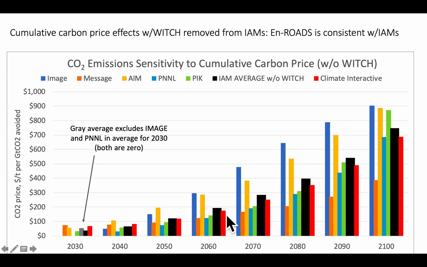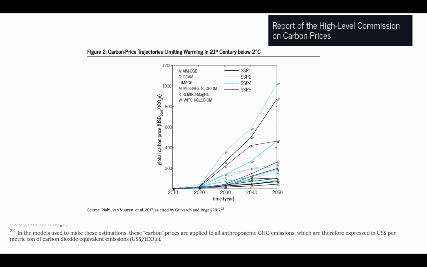The red one is Climate Interactive's En-ROADS. The main point here is we're not an outlier. Climate Interactive's model is consistent with the other measures for how much of a carbon price it takes to reduce emissions. So you'd think we would have 2 degrees as well.